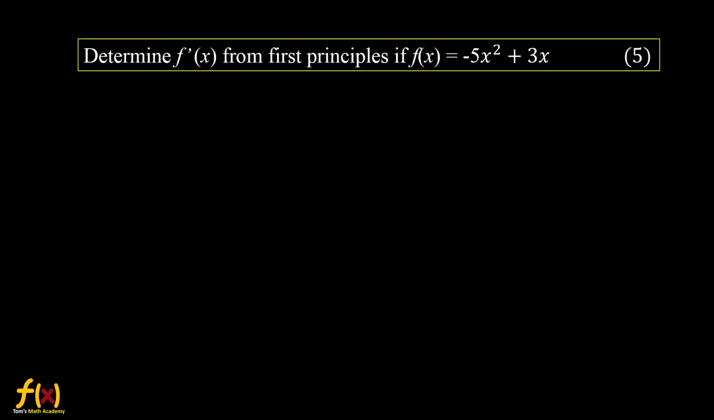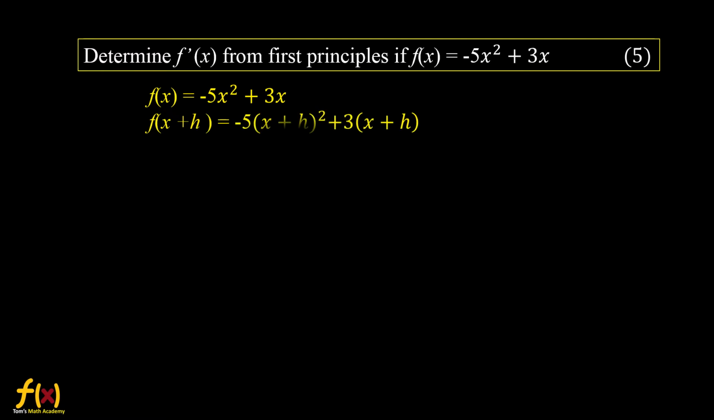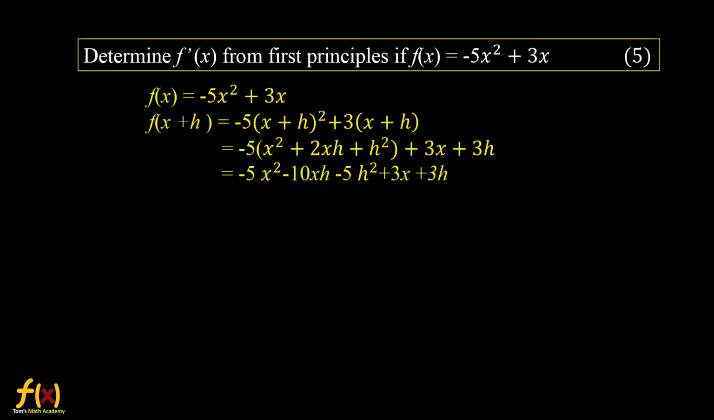If f of x equals minus 5x square plus 3x. Already we know the method. We have to write all the steps until we get the derivative. f of x equals minus 5x square plus 3x, then f of x plus h. Replace x with x plus h and expand very carefully, then simplify. Okay, so we get minus 5x square minus 10xh minus 5h square plus 3x plus 3h.